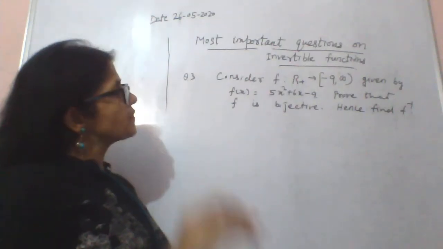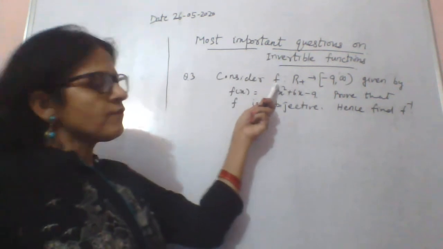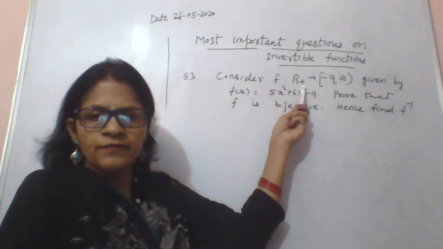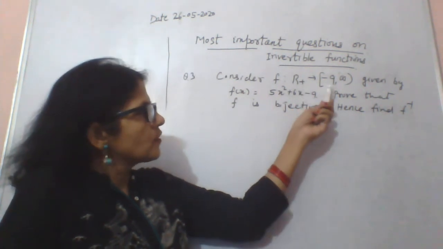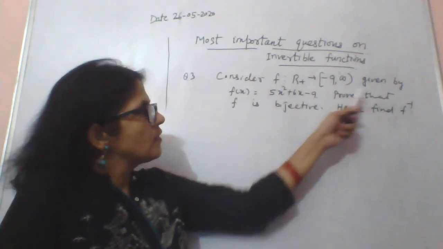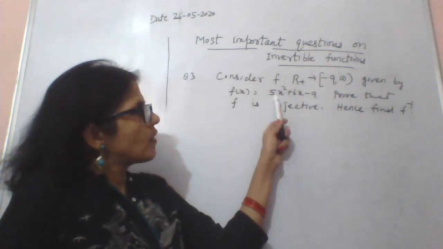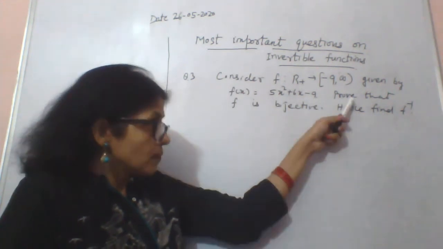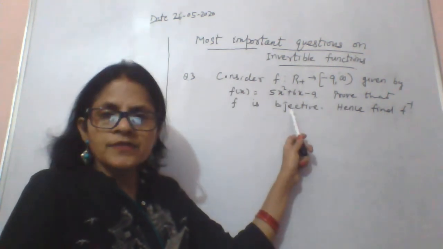See the third question. Consider f from R plus, so here it is the set of non-negative real numbers, to minus 9 to infinity, where minus 9 is inclusive, given by f x equal to 5x square plus 6x minus 9. Prove that f is bijective.